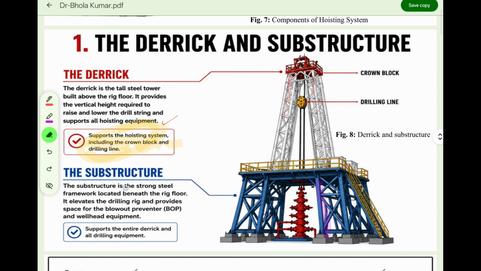The substructure is the strong steel framework located beneath the rig floor. I am talking about this rig floor, and it elevates the drilling rig and provides the space for the blowout preventer and the wellhead equipment. Means the basic function of the substructure is to provide the space where you can install the BOP as well as the wellhead. So this is what we call the substructure, right?